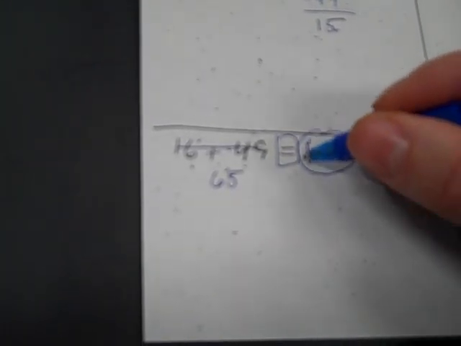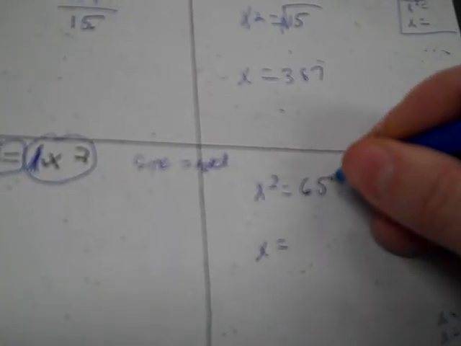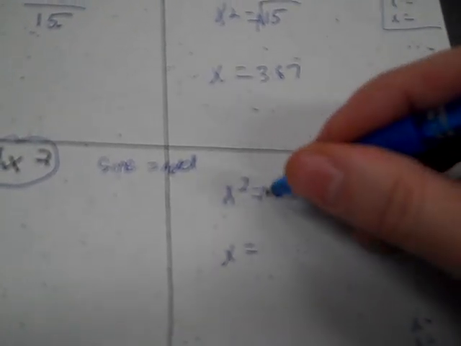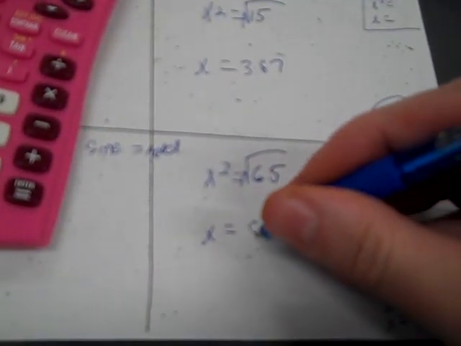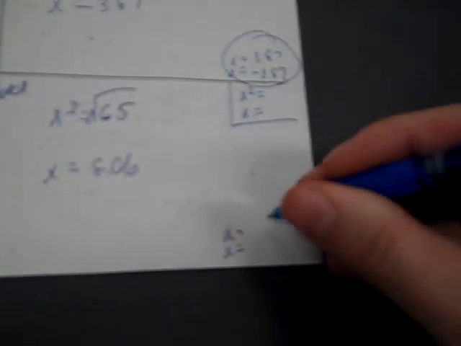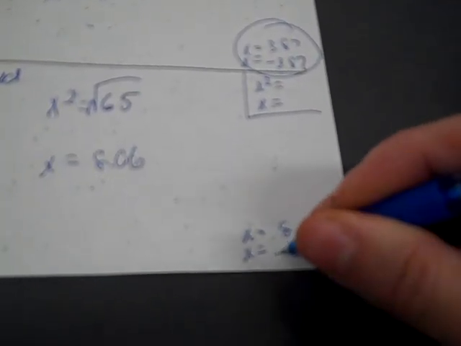Okay, now if there's a 1 there, we don't need to divide. We'll just get rid of the 1. Okay, so I know what x to the second equals, 65. Okay. Then what number times itself is 65? I need to find the square root of 65. So second square root, 65. So 8.06. And I could have the positive or the negative.